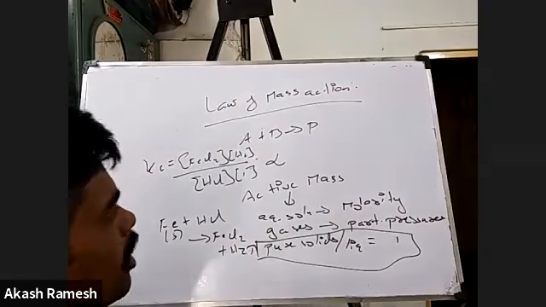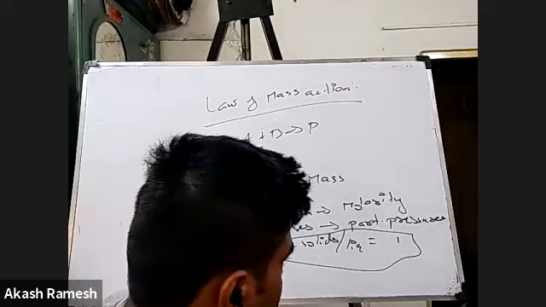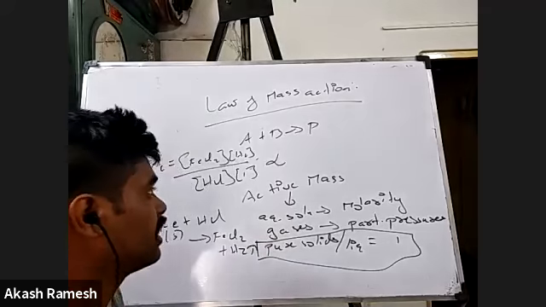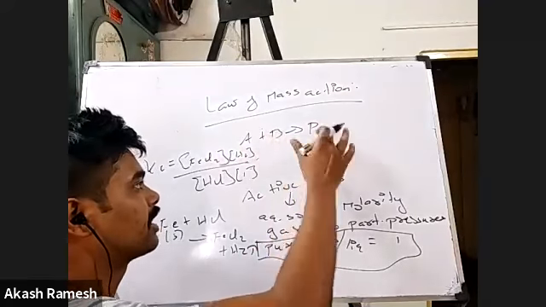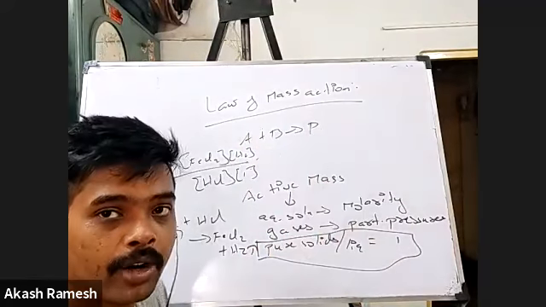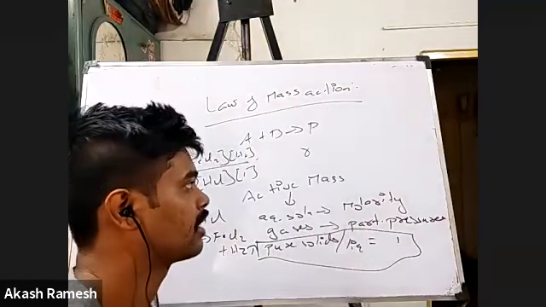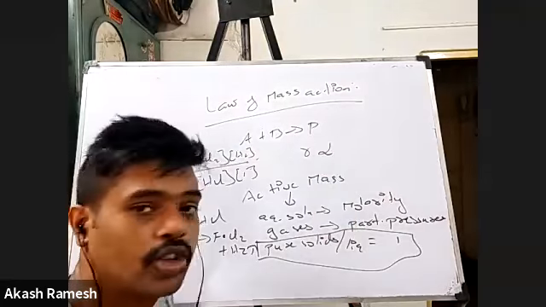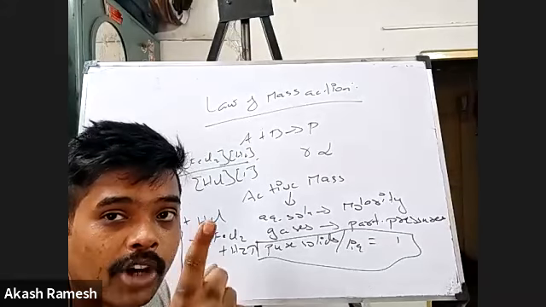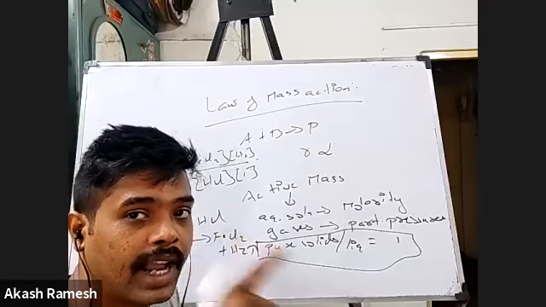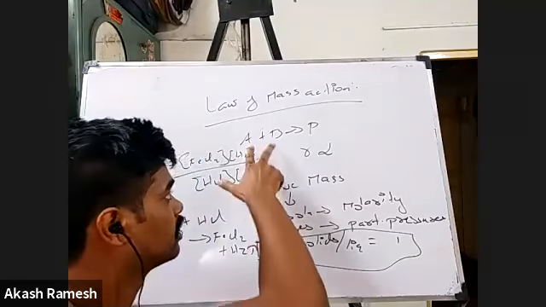Okay, so now we'll go back to the law statement. For example, if I have a reaction like A plus B giving products, it says that the rate of this overall chemical reaction is directly proportional to the product of active masses of reactants. Basically, there are 2 reactants here.